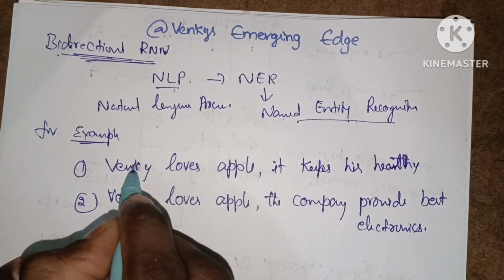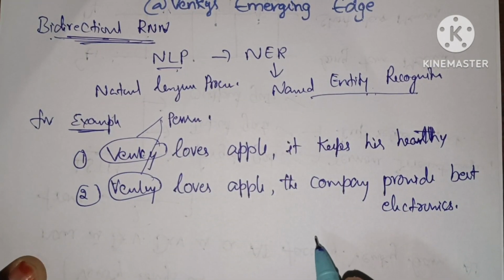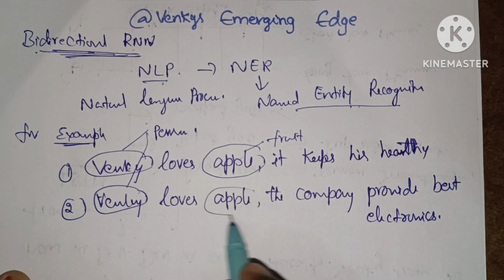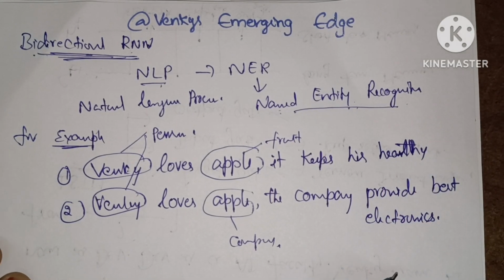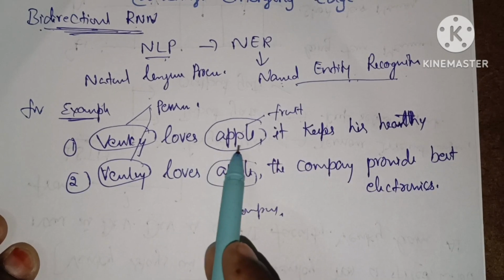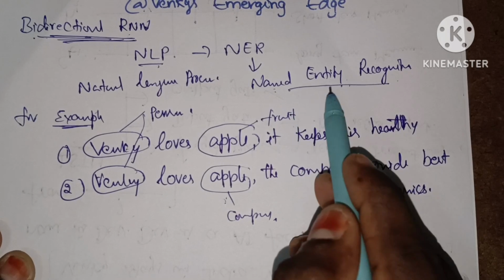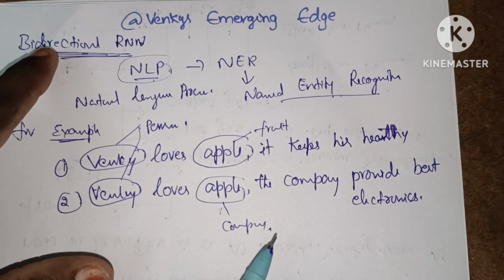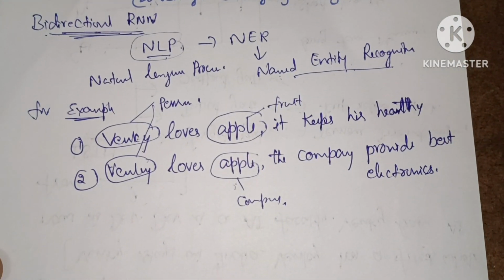In the two statements, Venki is a person. In the first statement, apple is a fruit. In the second statement, apple is a company. So this is named entity recognition. Is it clear? Here you may be confused. For example, Venki loves apple. Apple may be fruit or company. It is one of the ambiguity problems that occur in named entity recognition in natural language processing. This type of problem can be solved by using a bidirectional RNN. Is it clear? Okay.